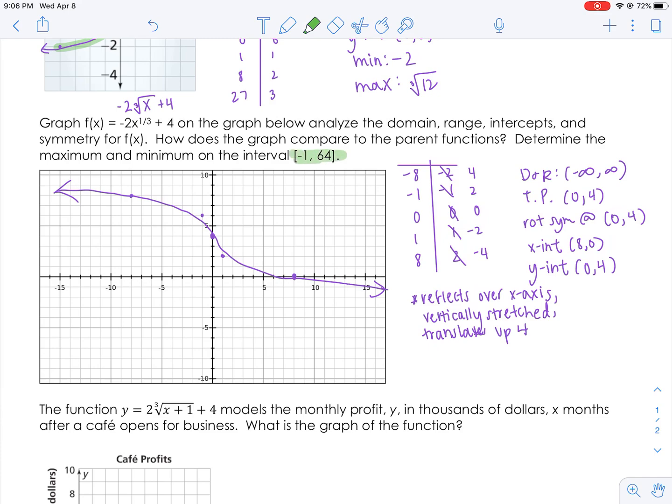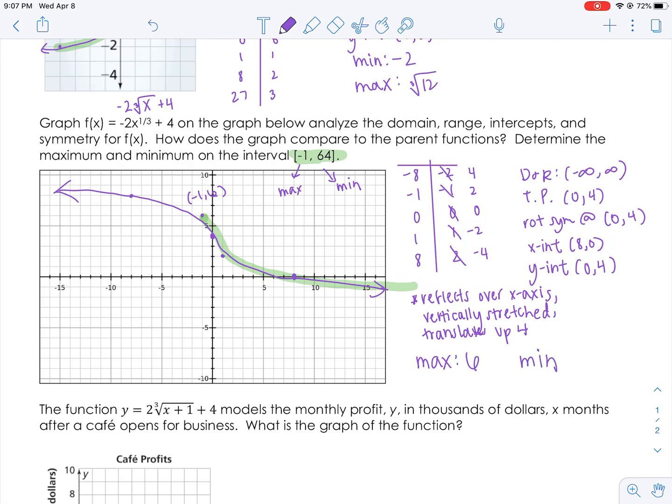And now it gives me this interval from negative 1, which would be right there, all the way to 64. So if I plug in negative 1, it's going to give me the maximum, and if I plug in 64, it's going to give me the minimum, which is way off of my graph. If you can kind of tell, (-1, 6) is that point right there. So there's your maximum, 6.